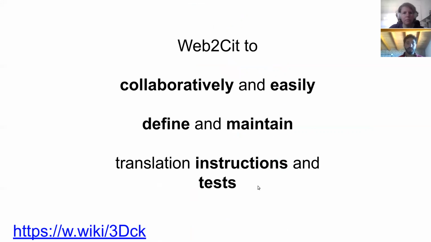So what we would like to do with Web2Cit, which, as Can said, is supported by a Wikimedia Foundation grant, is to create a system, a platform, a service and a tool to collaboratively and easily, that is without requiring technical skills, define and maintain, both write and maintain, translation instructions and translation tests that would say if the translation obtained is correct or not.